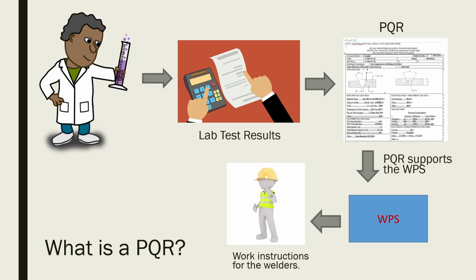We're going to weld metal A to metal B, and then we're going to use a certain welding process, and then we're going to do some tensile tests and some bend tests, and then we're going to get some lab results. And then we're going to put our lab results on our PQR, and then the PQR is going to help support our WPS, and then the WPS is going to be the work instructions that our welder uses to build whatever he's building.